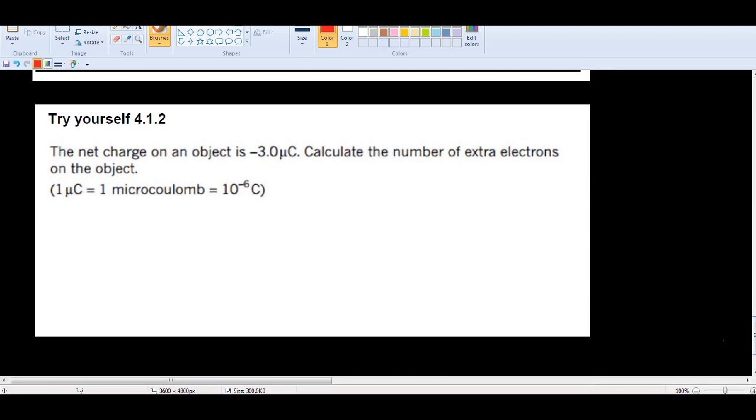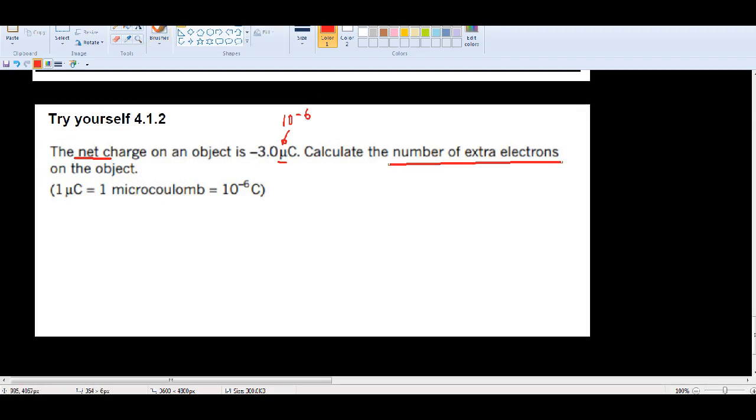Okay, so here's one example in the textbook. The net charge on the object. You see the net charge is minus 3.0 mu coulomb. That's mu, the pronunciation of a Greek letter. It's called mu. So if you know, it should be 10 to the power minus 6. Okay, so calculate the number of extra electrons.